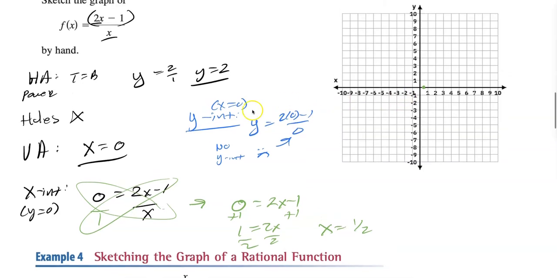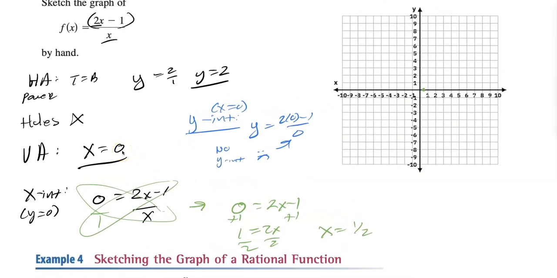So let's plot everything. I have a vertical asymptote at 0, hence why there's no y-intercept. I have a horizontal asymptote at 2, like that. Over here, I know I crossed at 1/2, so I know the graph's going to look like this, kind of. On this side, I'm not sure. It could be top or bottom. I'm really not sure.